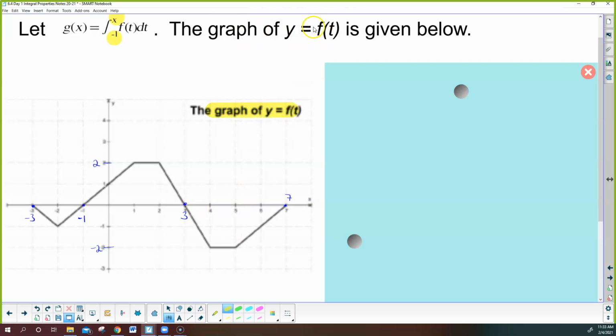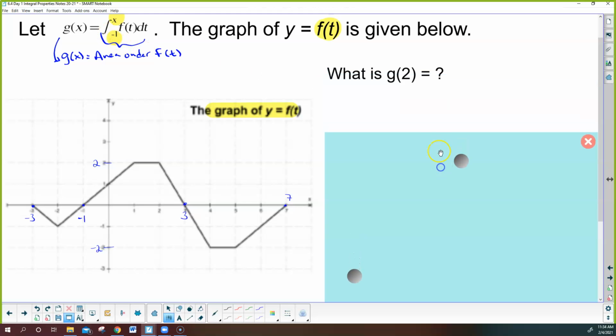So they tell us twice, they tell us in the directions above, the graph of y is f of t given below. So this is the graph of f of t, and then your job is to understand that g is the area underneath that curve. G of x is the area under the graph of f of t. Okay, that's what they're assuming you know by that symbol.